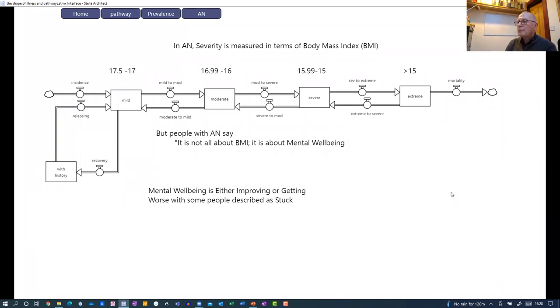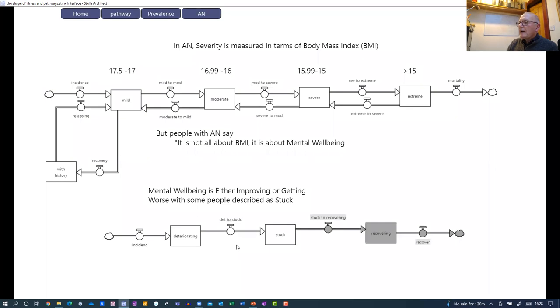And so well-being looks a bit like this. So you've got incidence, which I had to misspell because of an earlier occurrence of the word incidence in this diagram. And people are either, in terms of their mental well-being, deteriorating, they're getting worse, or perhaps they're in this state which was described to us as being stuck, so neither going in one direction nor another for a while, or recovering.